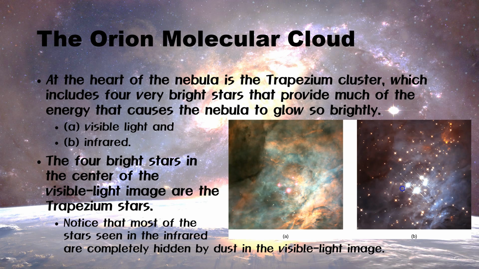Now, the four bright stars in the center of the visible light image are the Trapezium stars. And you'll notice that most of the stars seen in the infrared image, again, are completely hidden by dust in the visible light.